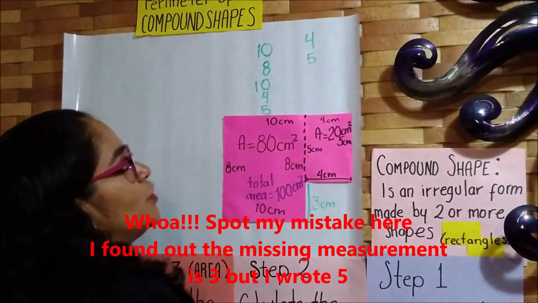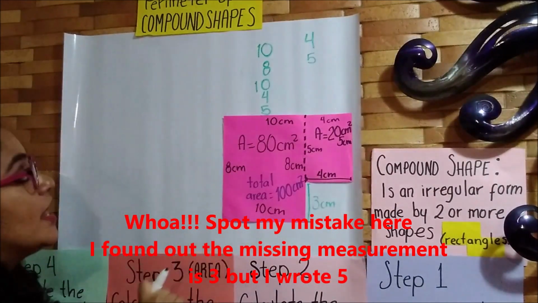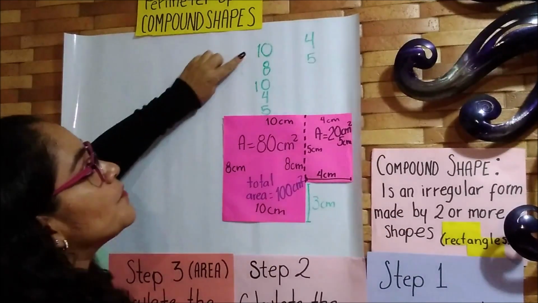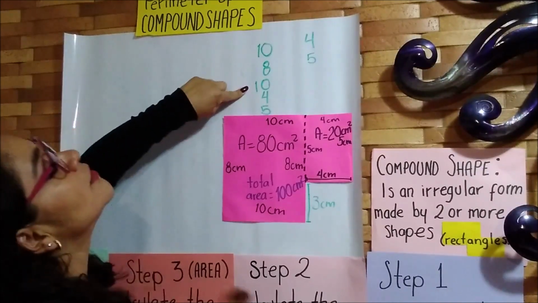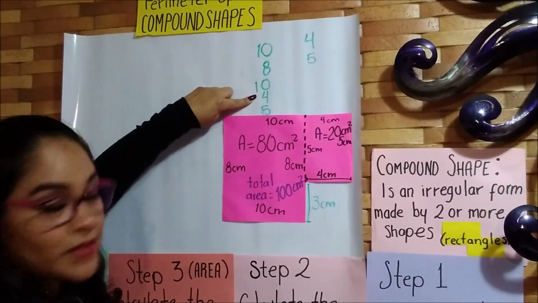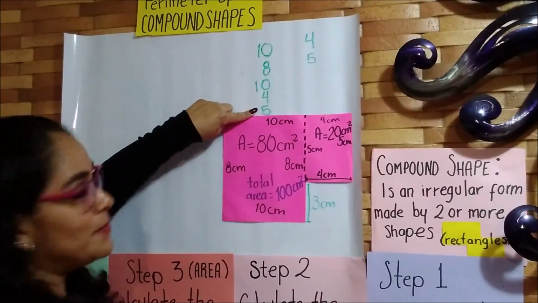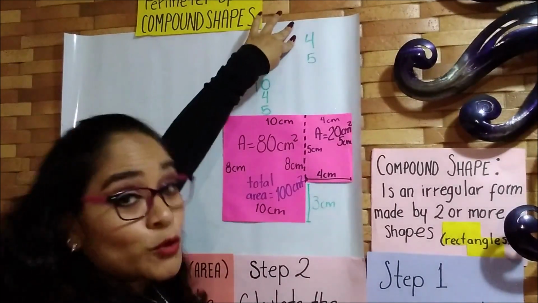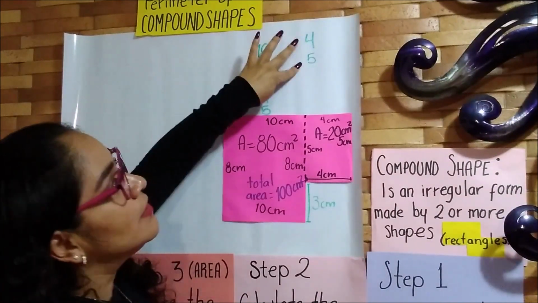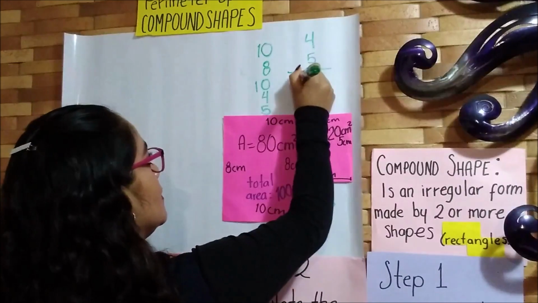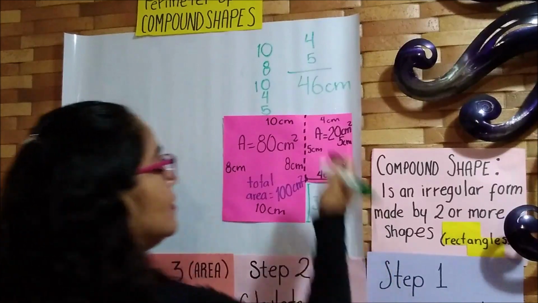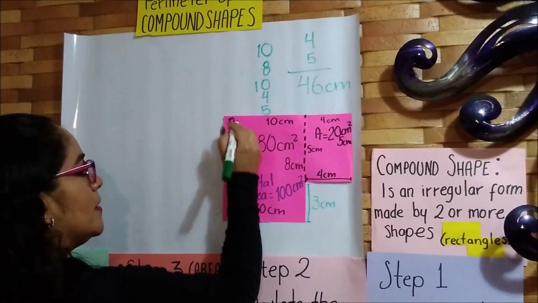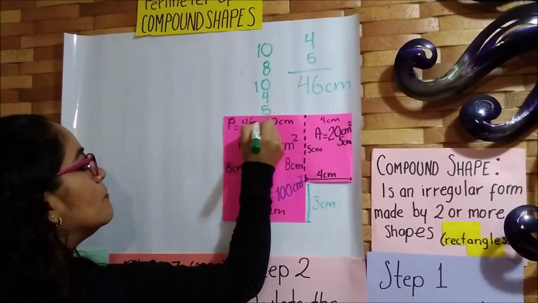Okay, these are all my measurements that we're going to add together. So 10 plus 8, 18, plus 10, 28, plus 4, 32, plus 5, 37, plus 4, 41, and plus 5, 46. All of them are centimeters. So my perimeter is 46 centimeters.